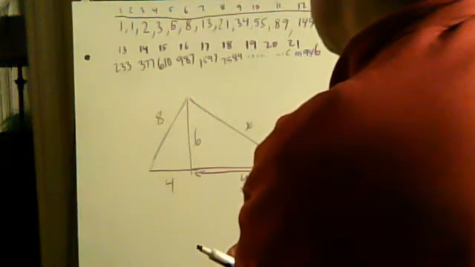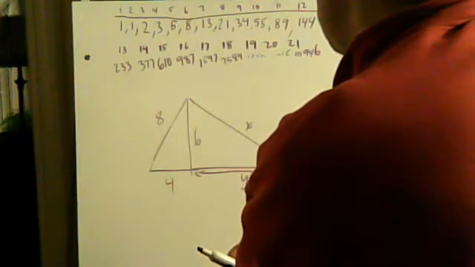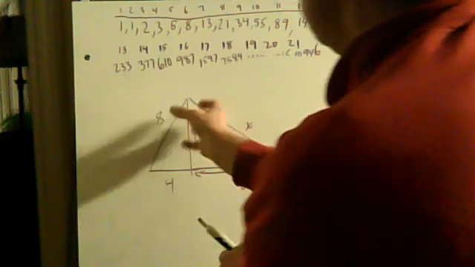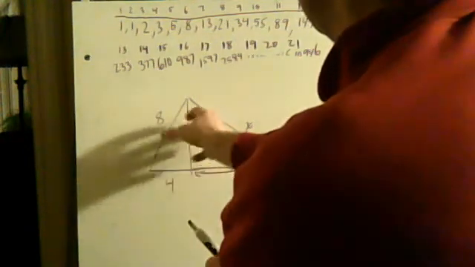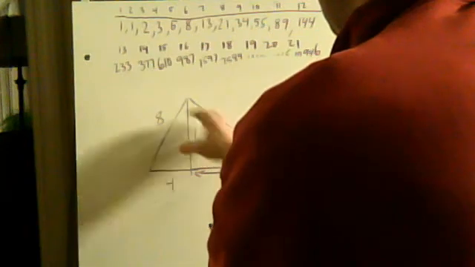I got to think about this one. So let's see. This is the long side. We need to get this to line up to that one. That would rotate this way. That means the 6 would actually be corresponding to the 8.